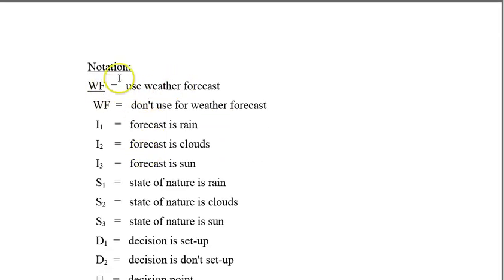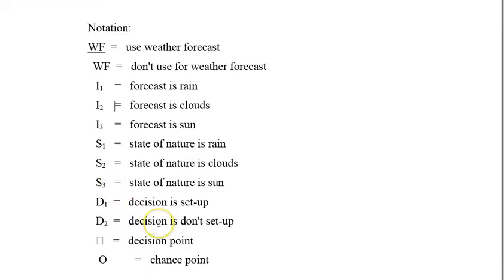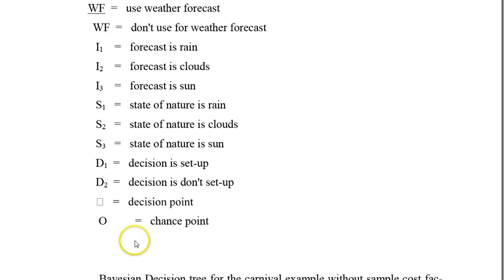Using the weather forecast, we use WF, don't use the weather forecast. I1, I2, I3, the forecast is rain, cloud, and sun. S1, S2, S3 are the states of nature. D1, D2 are the decisions to set up and not to set up. The square is a decision point, and the little o is a chance node.